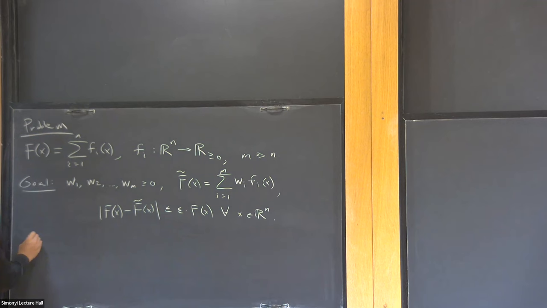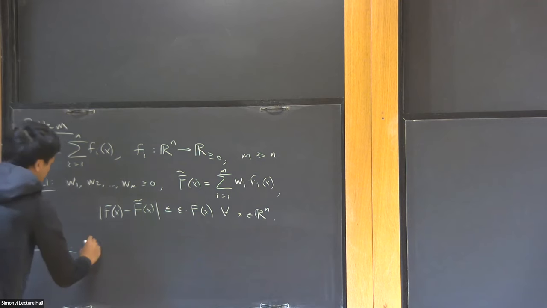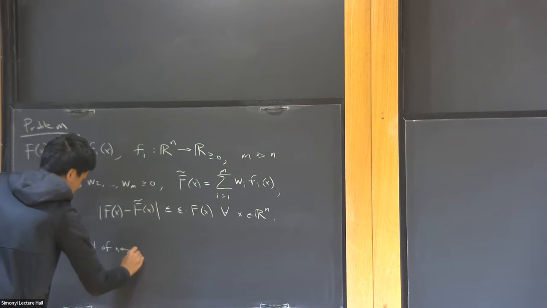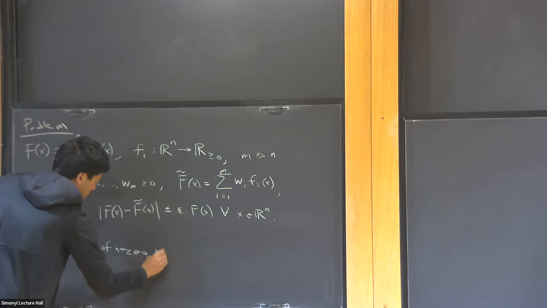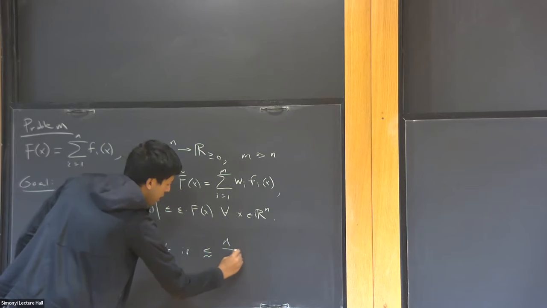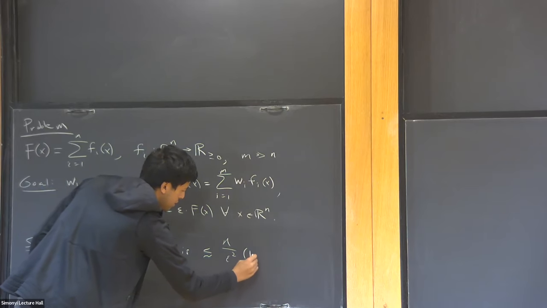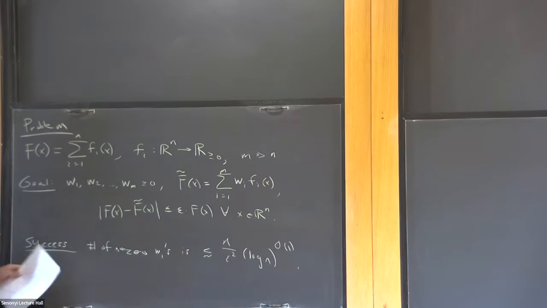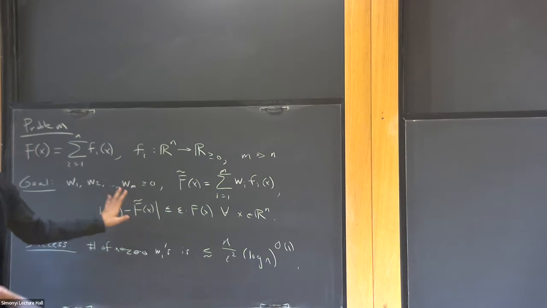And in general, we think that we've solved the problem well when we can show the existence of weights wi such that the number of non-zero wi's is at most, up to constants, n over epsilon squared times polylogarithmic factors. So that's the general problem setup. Does that make sense? Any questions with the setup?